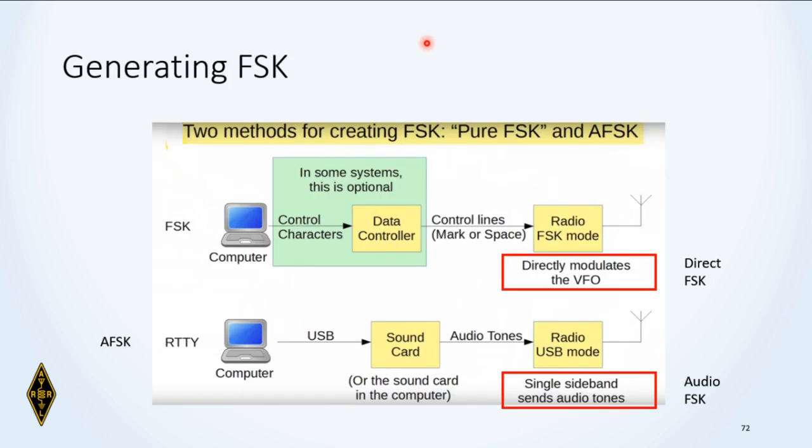Now, generating FSK, there's a little bit of controversy in the ham radio community about this, and Kessler mentions it a bit. There's direct FSK and audio frequency shift keying. In direct FSK, what they're doing is actually shifting the oscillator frequency back and forth, putting a capacitor in series with something in an oscillator to cause that 170 hertz shift in tone. So that's direct FSK. There's a data signal that comes from your computer to the back of your radio that's either a one or a zero, and depending upon which it is, it'll shift between the mark and the space tones.